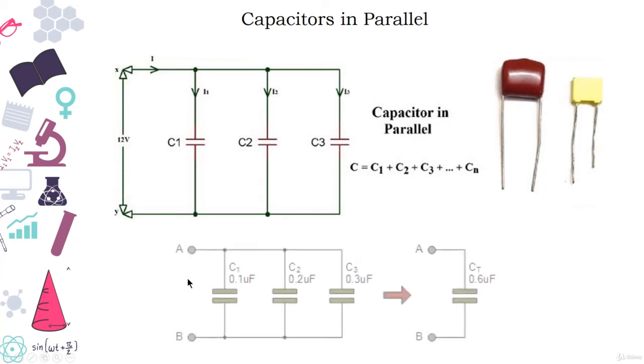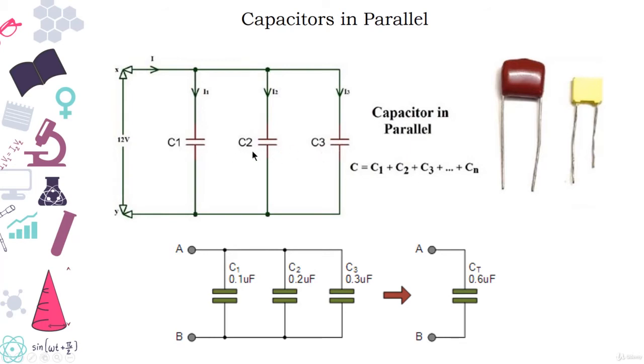So for example, if you have three capacitors of values 0.1, 0.2 and 0.3 microfarads in parallel, the total capacitance would be how much? Yeah, it's written here, 0.6 microfarads. Also, what you have to know is that by connecting several capacitors in parallel, the resulting circuit is able to store more energy, since the equivalent capacitance is the sum of individual capacitance of all capacitors involved.